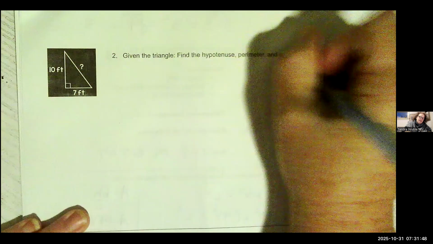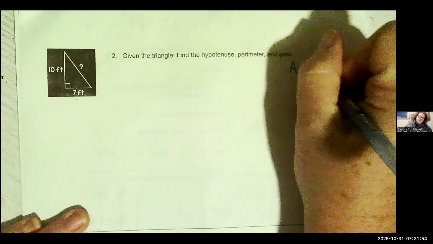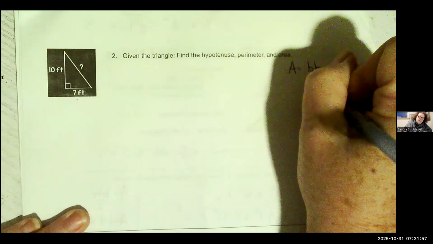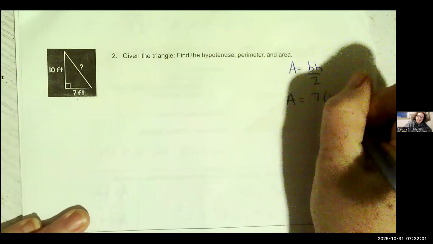I have 2 legs. So, and I have my base and my height, and it's base times height divided by 2. So 7 times 10 divided by 2.